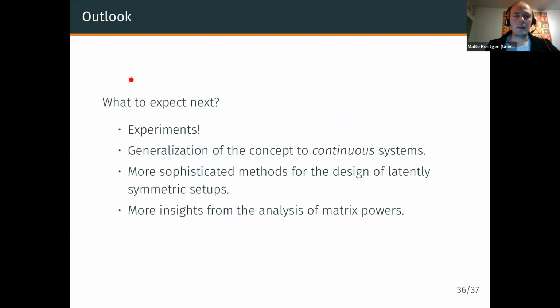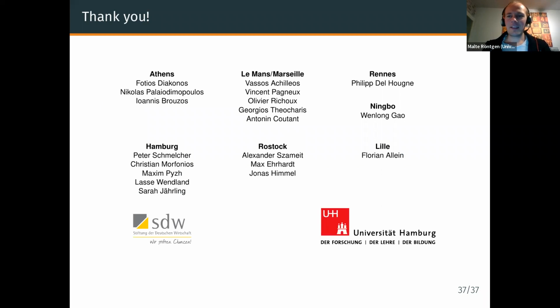As an outlook, what could you expect next? Well, we are preparing a couple of experiments. We are also currently working on the generalization of this concept to purely continuous systems without having to discretize them first. We're also working on better methods for the design of latently symmetric setups. And of course, I love playing with matrix powers, and there's always something new to be found. Yes, and then I would like to thank you.